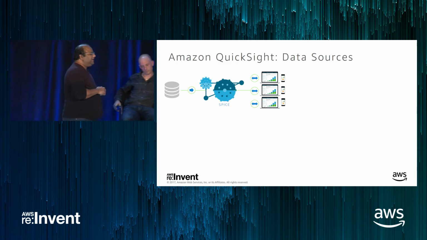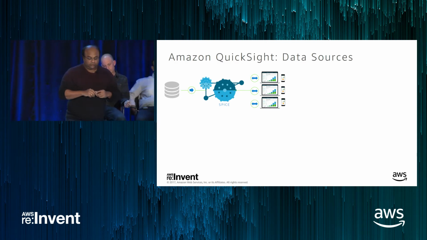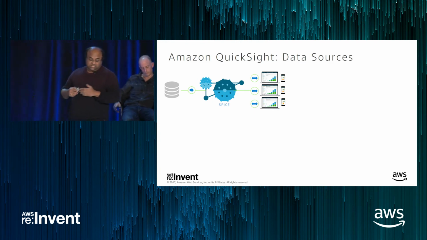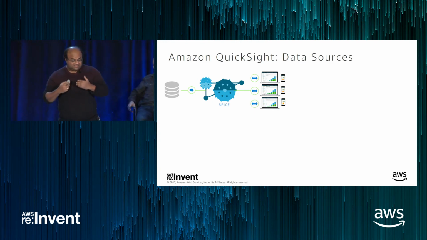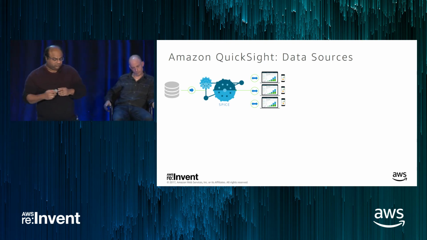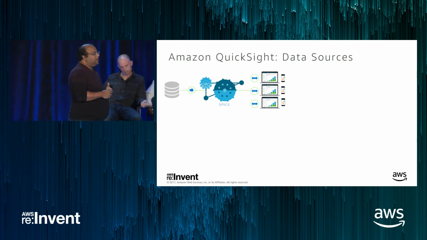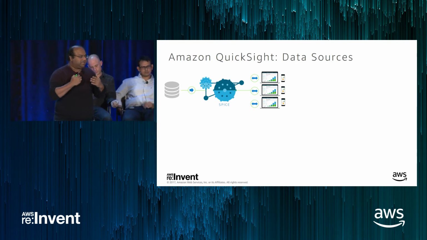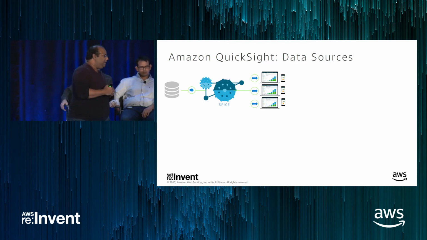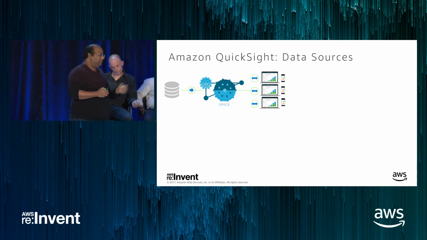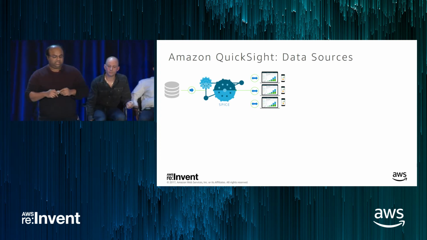QuickSight connects with multiple data sources. QuickSight has a SPICE engine. SPICE stands for Super Fast Parallel In-Memory Cache Calculation Engine. With SPICE, you can schedule ingestion, whereby you can get data at an interval from S3 or from a database that's running on EC2.